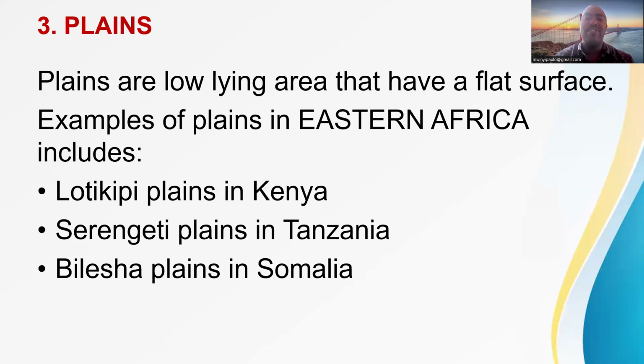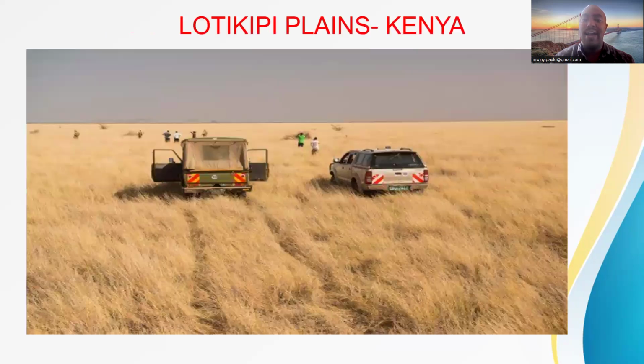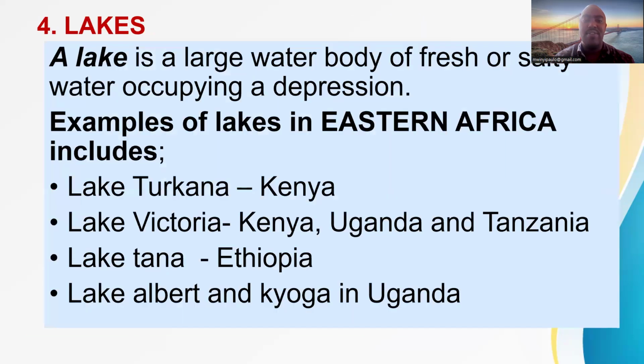The third main physical feature found in Eastern Africa is plains. Plains are low-lying areas that have a flat surface. Examples of plains in Eastern Africa are the Lotikipi Plains in Kenya, the Serengeti Plains in Tanzania, and the Bilesha Plains in Somalia. I'm showing you a photograph of the Lotikipi Plains in Kenya. If you have a clear look at it, it's low-lying land, which is what we refer to as plains.